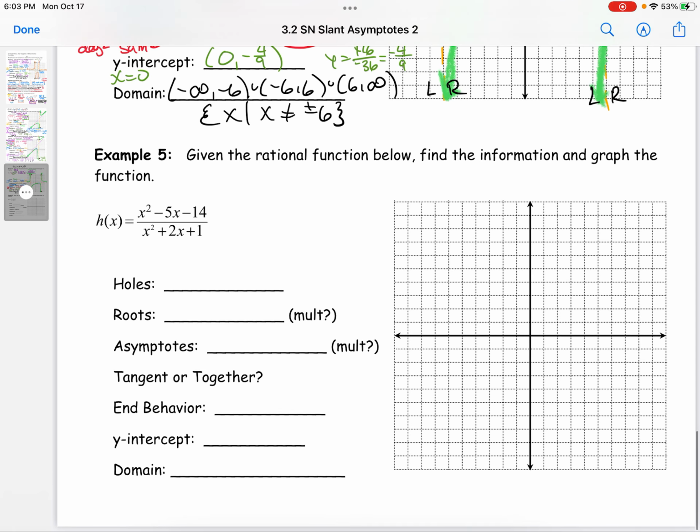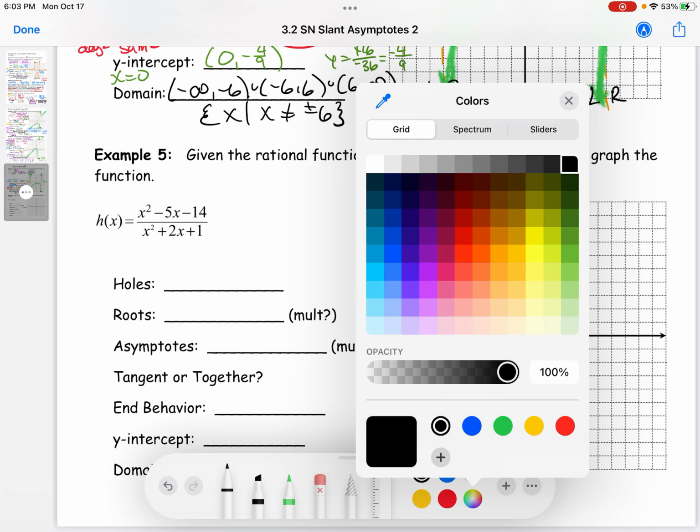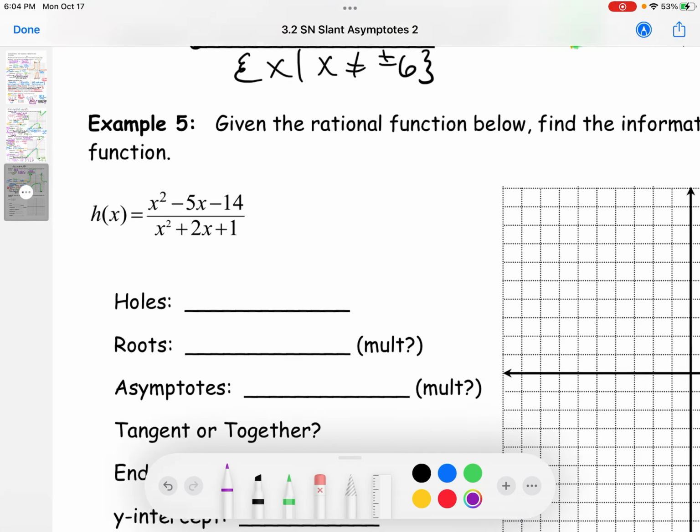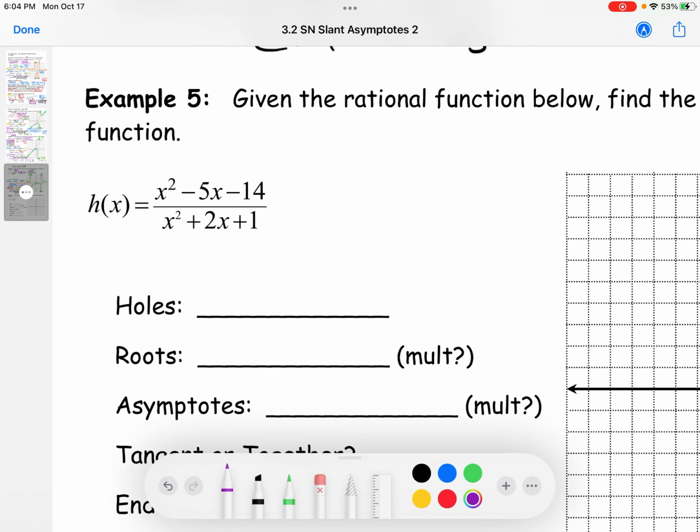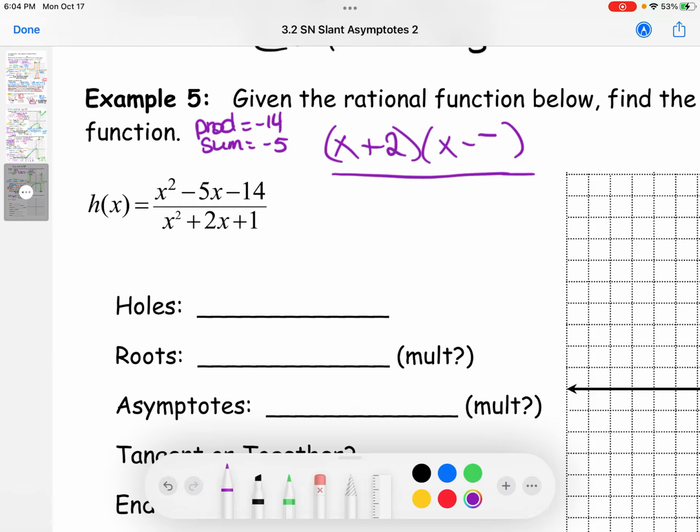Let's look at example 5. We want to find all of those things again. So first step would be to factor. On the numerator, we would need a product of negative 14 and a sum of negative 5. There's not a coefficient of x squared, so we can put those numbers straight into the factors to multiply to negative 14 and add up to negative 5. We need a plus 2 and a minus 7.